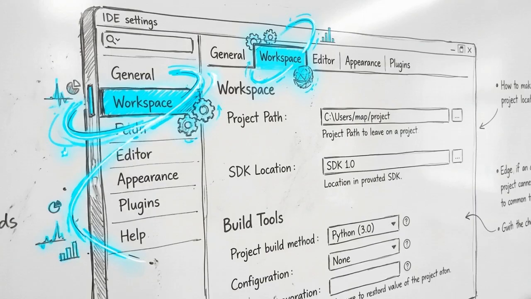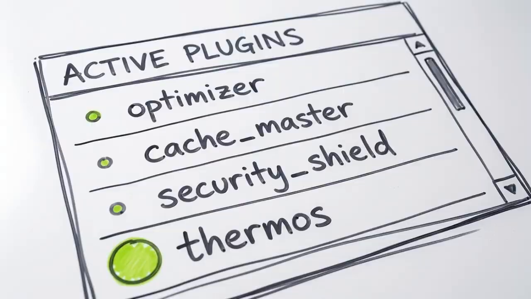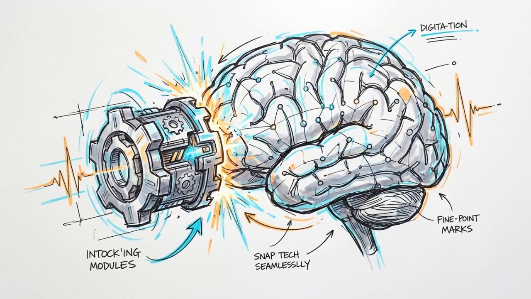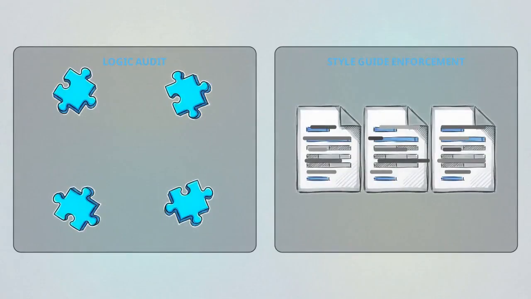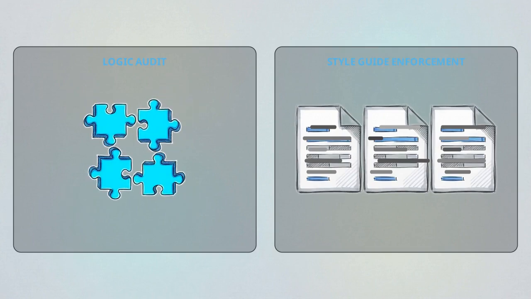To verify the setup, check your workspace settings. The Thermos plugin should appear in the active list, indicating it is ready for use. These marketplace plugins provide the AI with domain-specific cognitive capabilities, such as identifying logic flaws or enforcing specific style guides that are not part of the standard model.